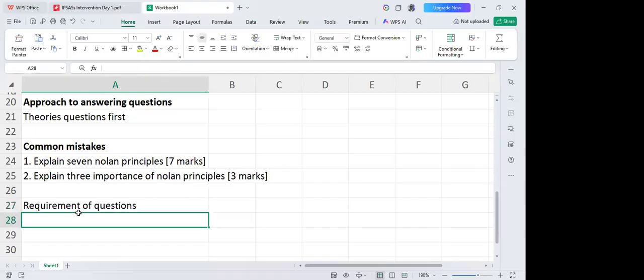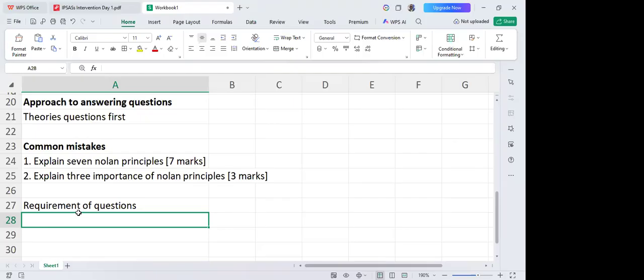I think it was that last diet or so. The examiner asked a question on three importance of the seven principles of public life, the Nolan principles. I didn't quite like how the examiner wrote it. And if you check the chief examiner's report, it said that instead of students giving the importance, they were rather explaining the Nolan principles.